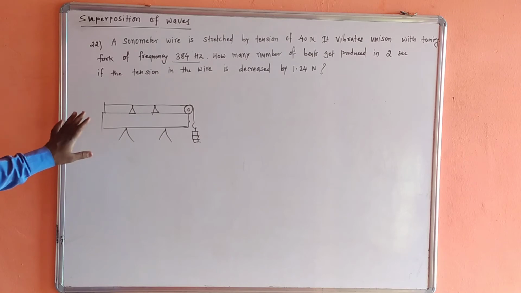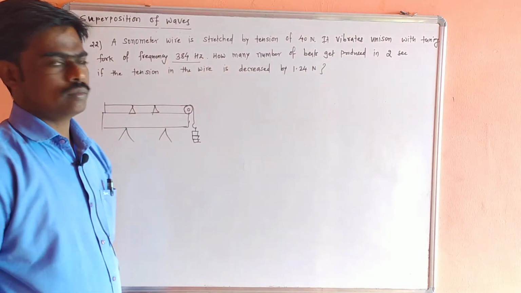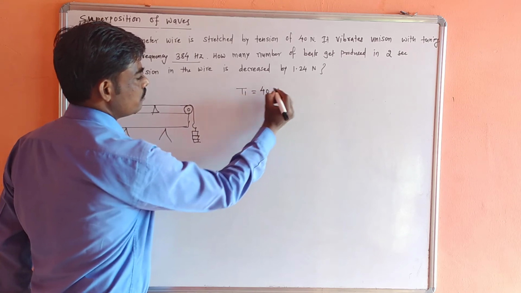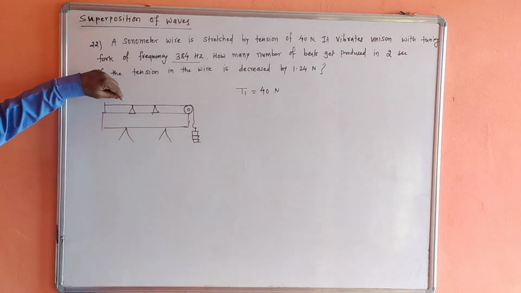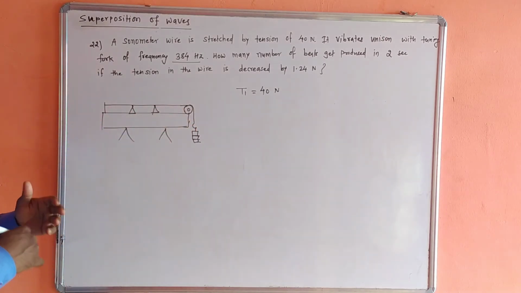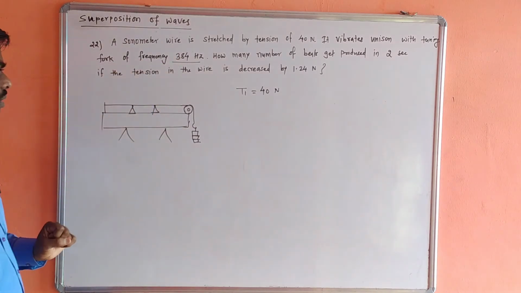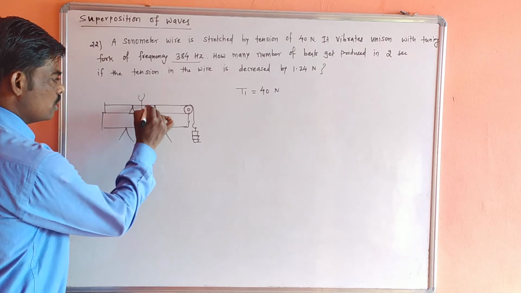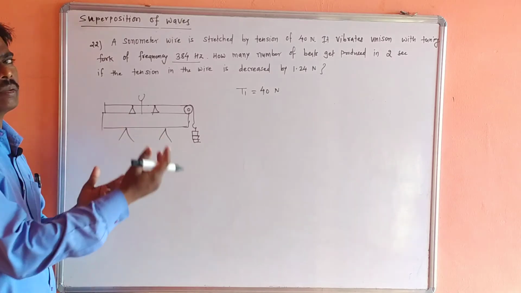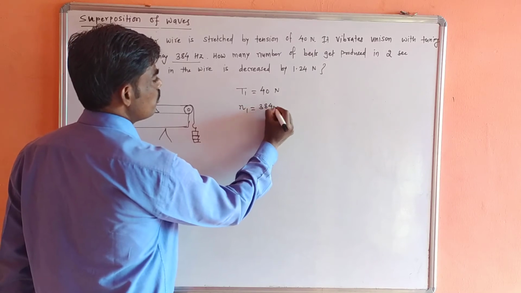It is given to you that the tension on the sonometer wire is 40 Newton. So let us consider T1, the tension applied, 40 Newton, and when this wire is vibrating under this tension, it is in unison with a tuning fork of frequency 384 Hertz. That means the frequency of vibration of this wire and of the tuning fork is in unison. Unison means same. So the first frequency becomes 384 Hertz.